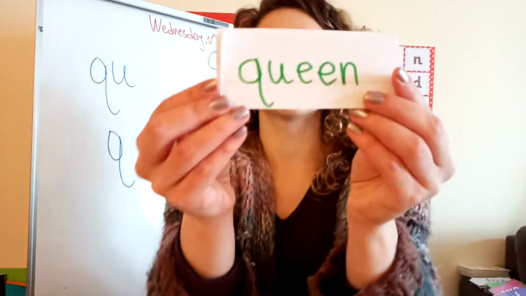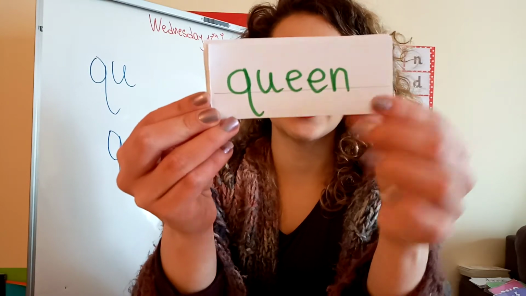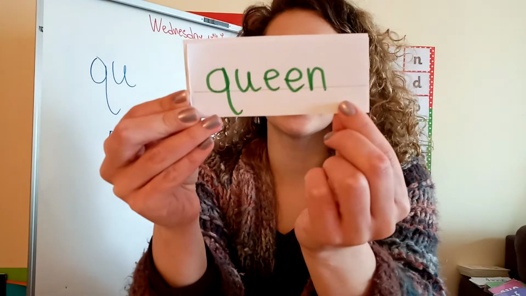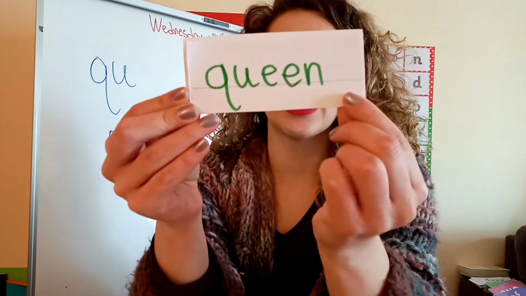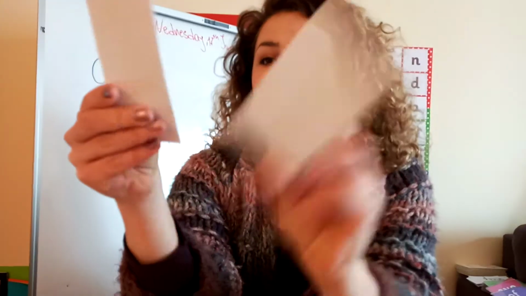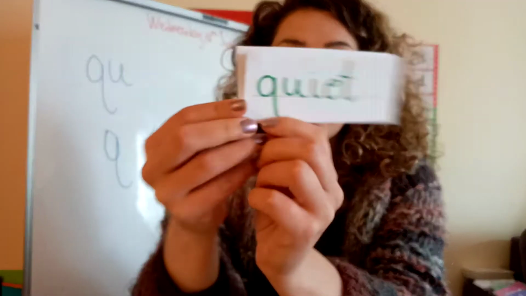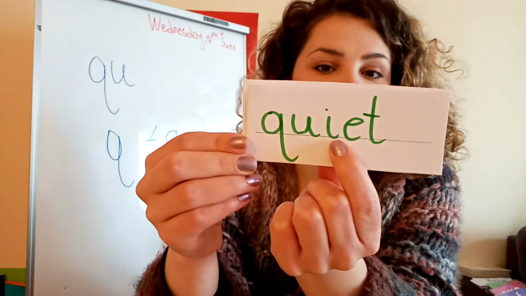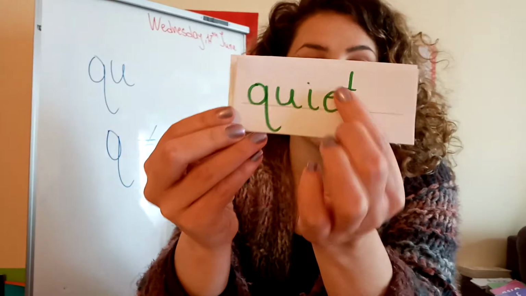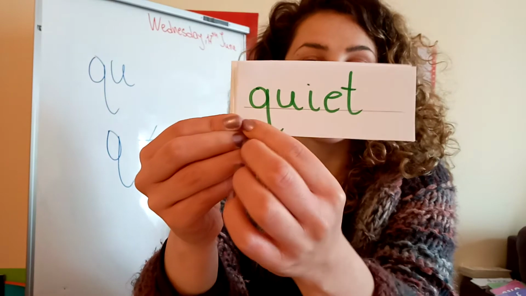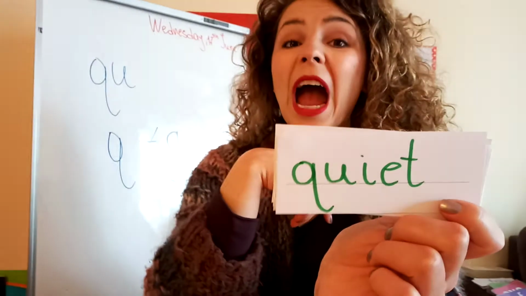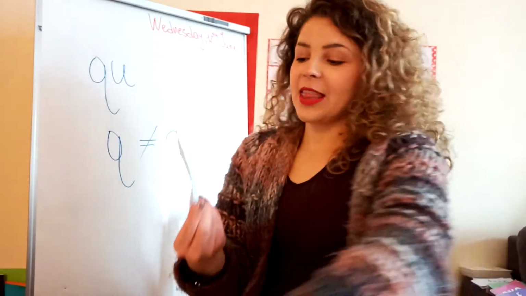So let's take a look at the first one. This is the one you already seen. It says queen, yeah, queen. Okay, now here we have quiet, okay? So here actually I and E are kind of apart and I says its name, so it's quiet. Shh. Quiet. Okay. Next word.